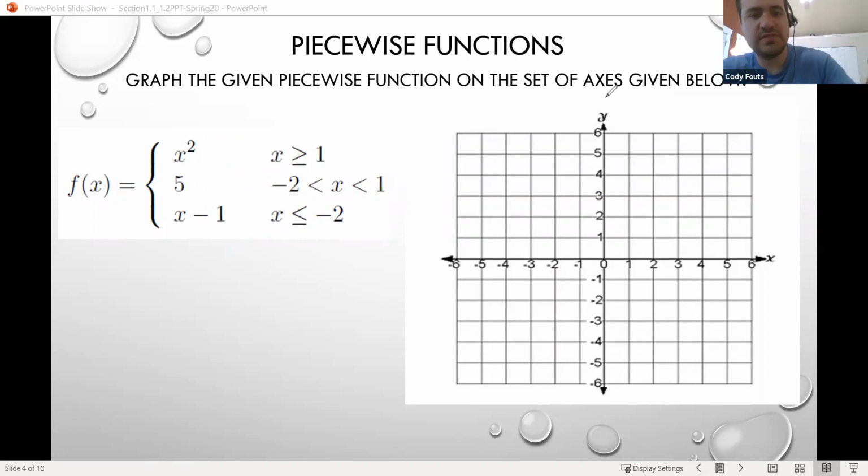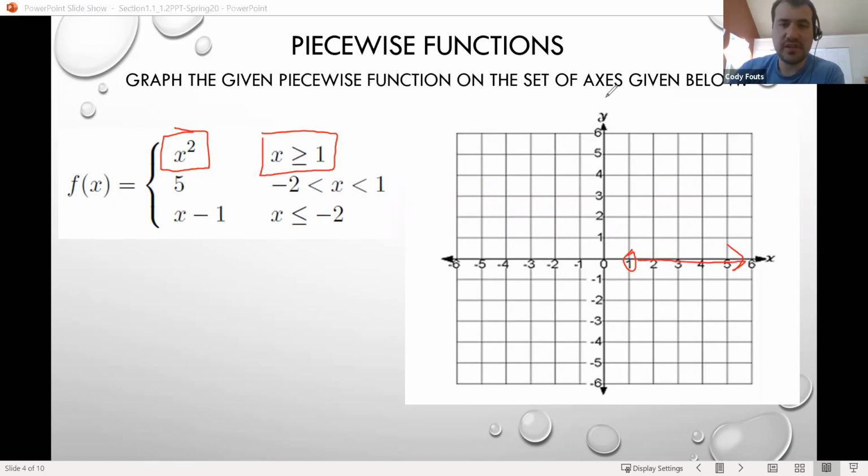So f of x equals x squared, which you hopefully remember from pre-calc 1 is a parabola shape. And we're told that that is for the domain x is greater than or equal to 1. So that means we're looking at values starting here at 1 and going this way. And I need to make that go away. And so what I'm going to do is, I know that normally if I input 1 into the function x squared, I get an output of 1.